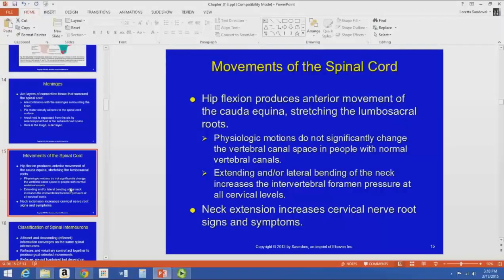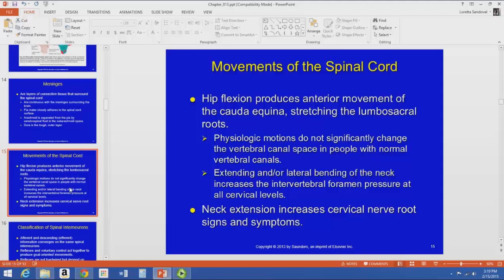So when we move, of course, the spinal cord has to move too. Like the example given here, the hip flexion produces anterior movement of the cauda equina and stretches the lumbosacral roots. So in people with normal vertebral canals, moving doesn't significantly change the canal space. If people have stenosis or some other type of vertebral canal compromise, certain motions can probably change their vertebral canal space and cause some problems.